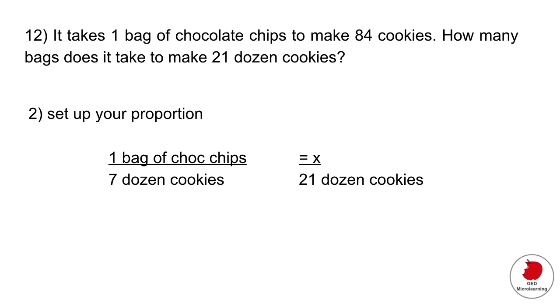All right, so let's multiply across again like this and like this. So we would end up with 7x is equal to 21. And now all you have to do is divide both sides by 7 to isolate that x. That gives you x is equal to 3. Okay, so you basically need 3 bags of chocolate chips to make 21 dozen cookies.